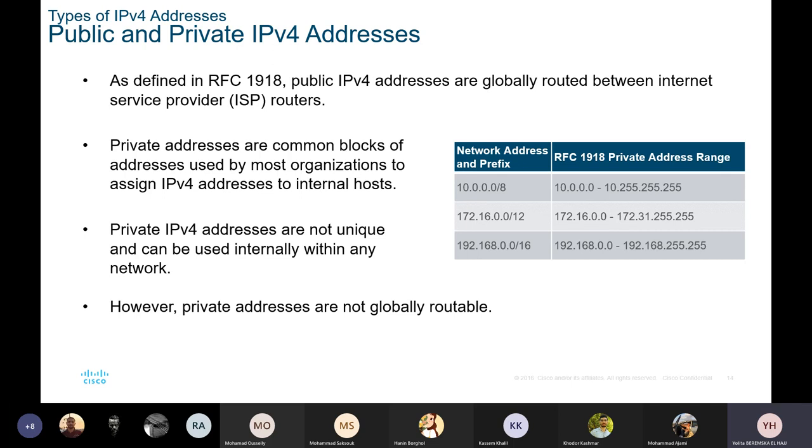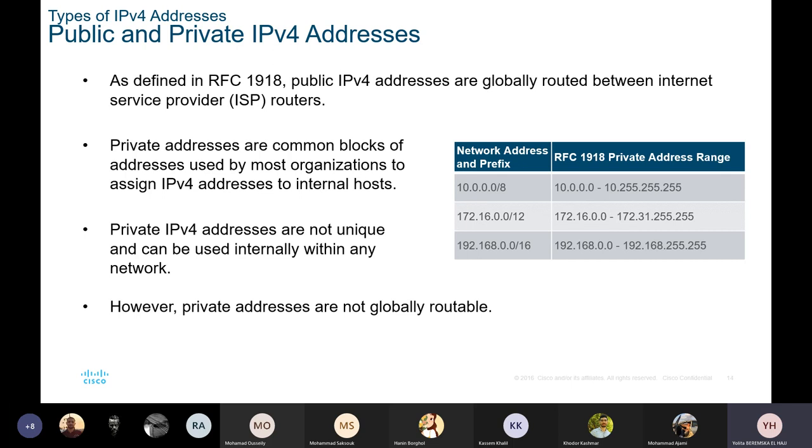Now, according to request for comment 1918, we have some predefined private address ranges. We have addresses that have prefix /8, where only the first octet is for the network, and the range is from 10.0.0.0 up to 10.255.255.255. Now, this is an address, it's not a subnet mask.